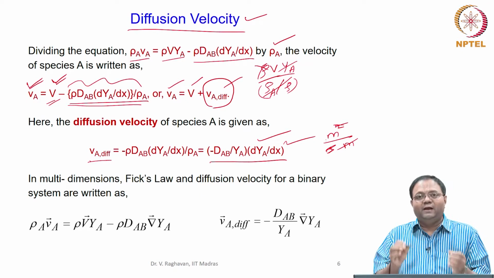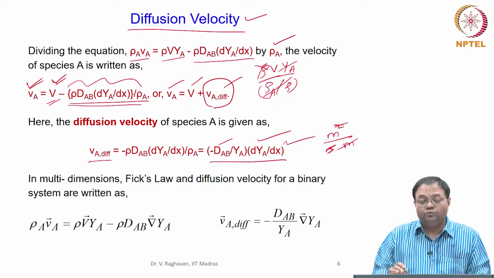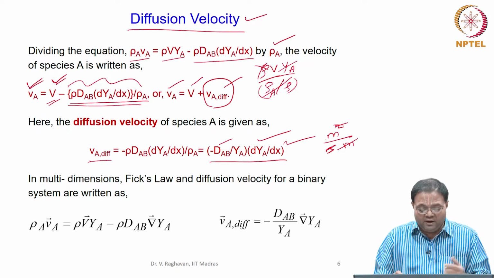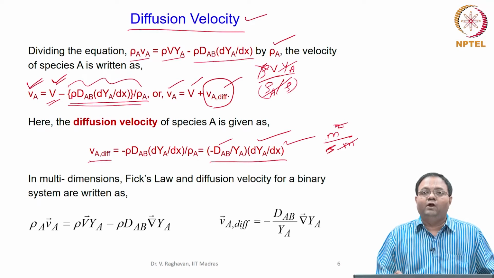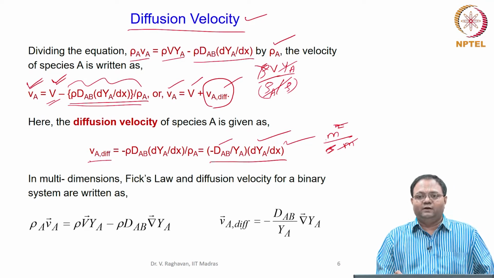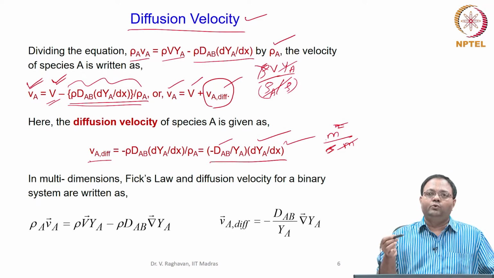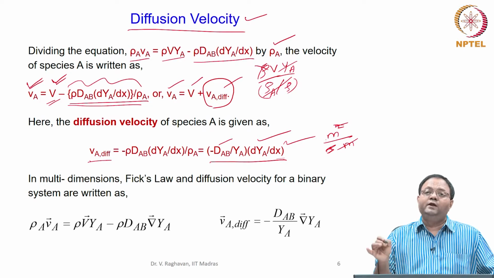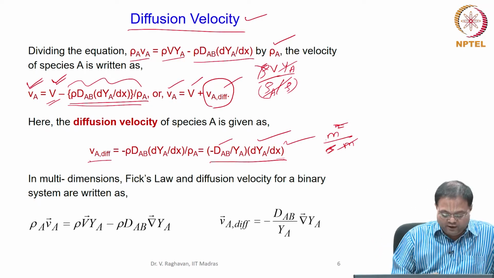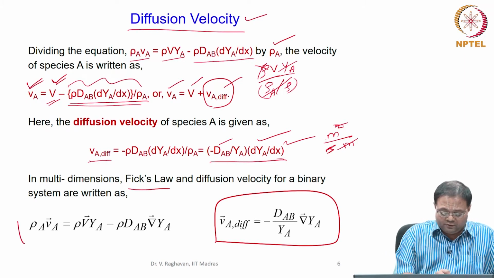In a binary mixture, it is very simple to use a binary diffusivity D A B like this. Here the gradient is in one direction. If you want to extend this to multiple directions, velocity will have three components in x, y, and z direction. So v A diffusion may be in the x direction, and similarly you can have another component, say w A diffusion in the y direction, where the gradient will be dY A by dy. In vector form, Fick's law itself can be written in this way.